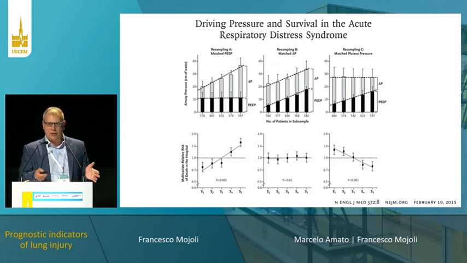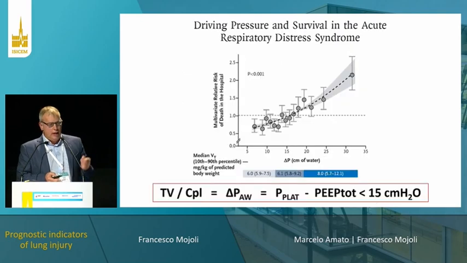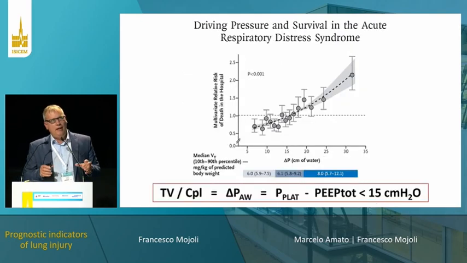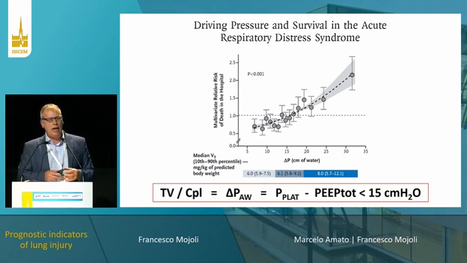For the same total stress, for the same plateau pressure, mortality is decreasing if the static component is increased, if PEEP is increased. And if you increase plateau pressure, if you increase the applied stress to the lung, mortality increases if you don't increase PEEP. And I think that there is also, let's say, an explanation why the safe limit for driving pressure is 10 to 15 centimeters of water.